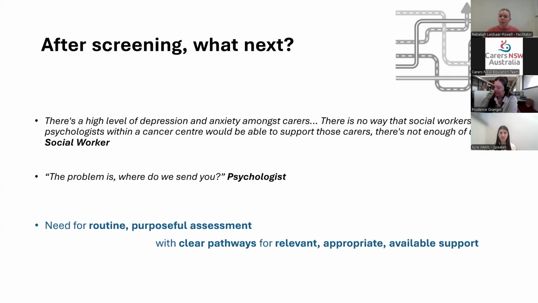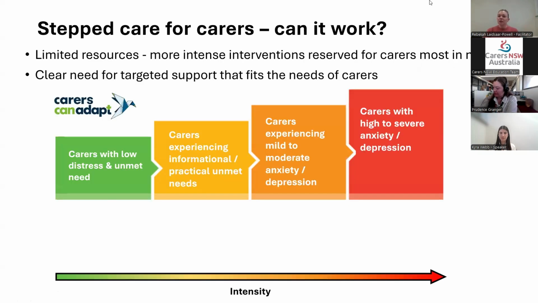To build on that, what we need is routine, purposeful assessment of carers' needs, but also clear pathways for relevant, appropriate, and available support. That's where we developed what we call the Carers CAN ADAPT pathway, based on the principle of stepped care, in a world of constrained resources, where more intensive interventions are reserved for the carers who have the highest levels of need, and having clear targeted support that meets the needs of carers.